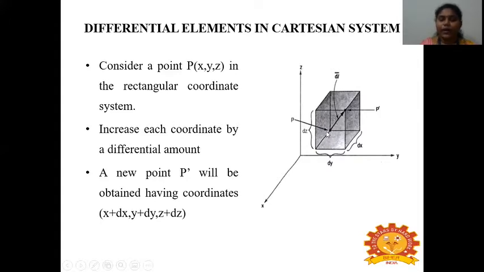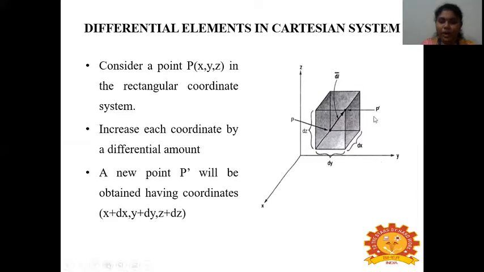Now we have to find out the differential length, that is dl, which is the distance between the point P and the new point P dash. Consider the point P which lies in the x, y, z axes in the rectangular coordinate system. If we consider the new point P dash, then automatically there will be an increment in all three coordinate axes. So there will be a differential amount.